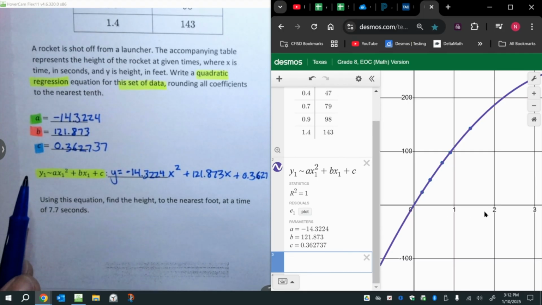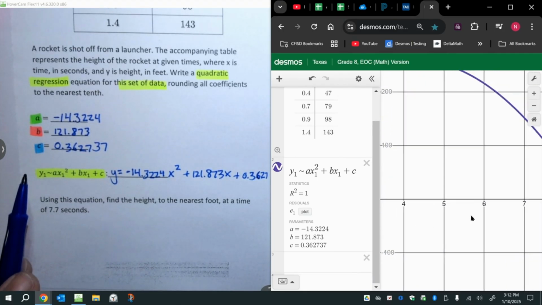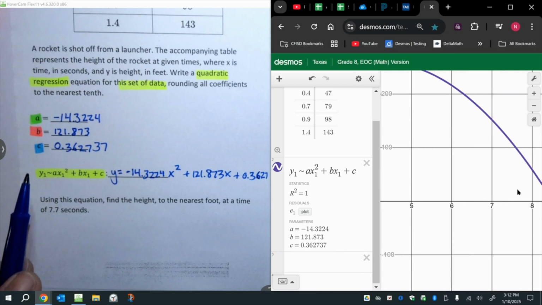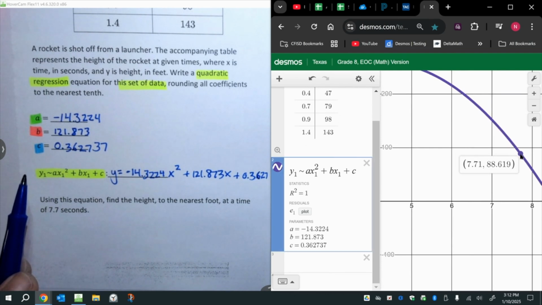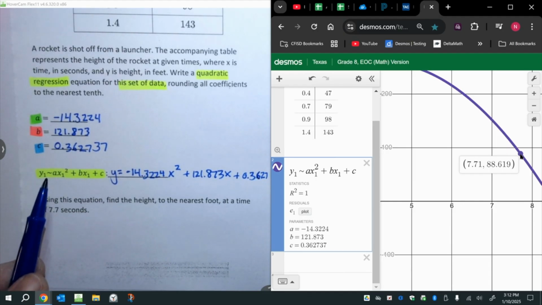Now, you could go over here and say, okay, where would it be at 7.7 seconds? Well, 7.7 seconds, probably somewhere around, ooh, look at that. We got here. We can do this. 7.7, that's 88.619. Well, let's check it if I use the formula.